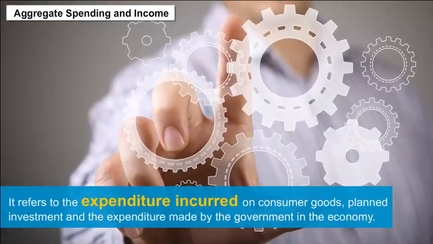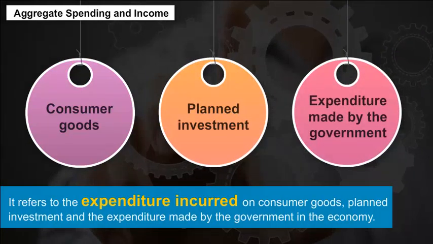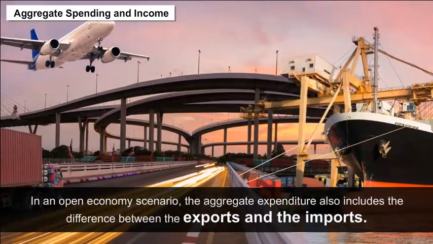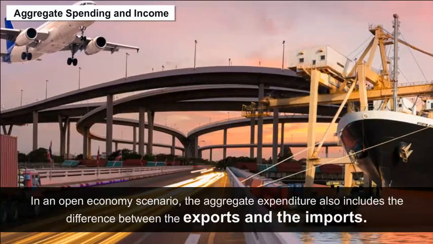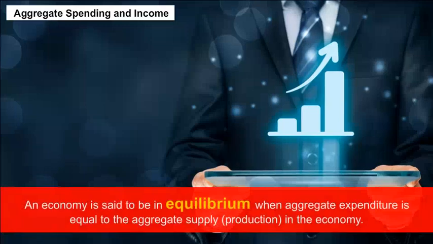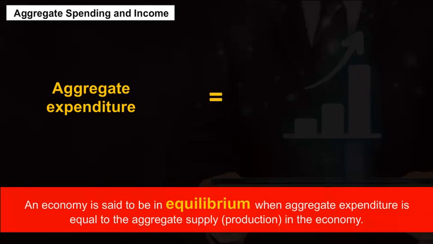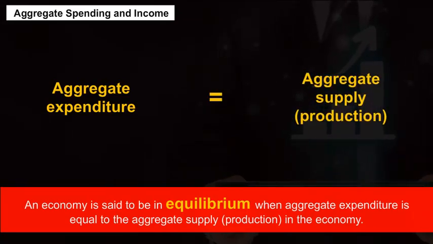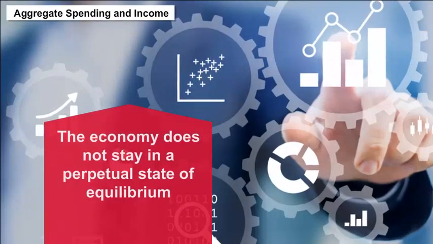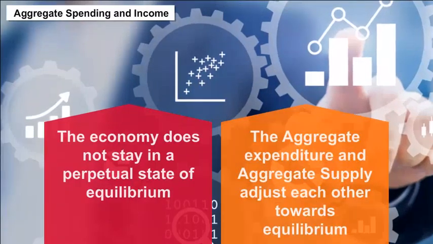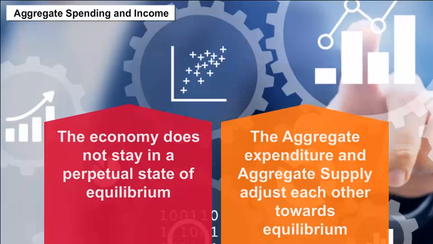It refers to the expenditure incurred on consumer goods, planned investment, and the expenditure made by the government in the economy. In an open economy scenario, the aggregate expenditure also includes the difference between the exports and the imports. An economy is said to be in equilibrium when aggregate expenditure is equal to the aggregate supply, production in the economy. According to Keynes, the economy does not stay in a perpetual state of equilibrium, but the aggregate expenditure and aggregate supply adjust each other towards equilibrium.